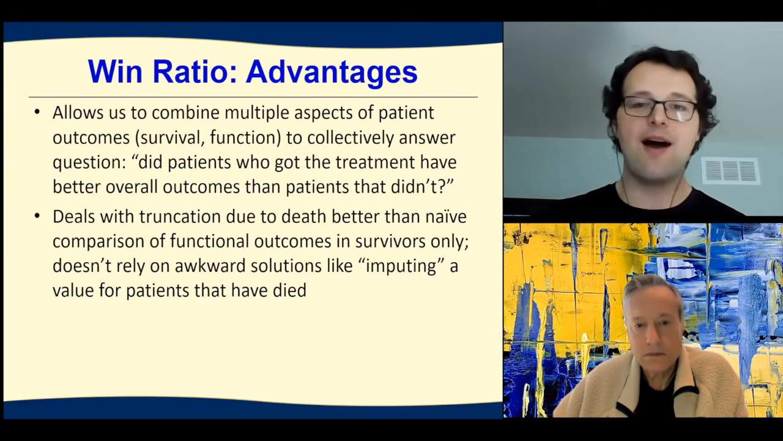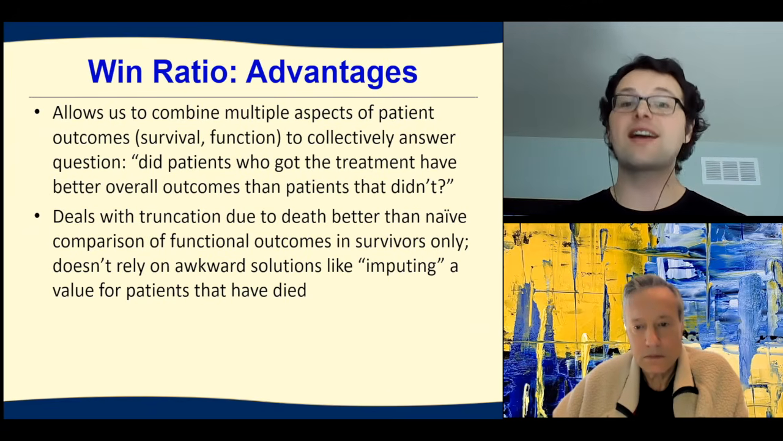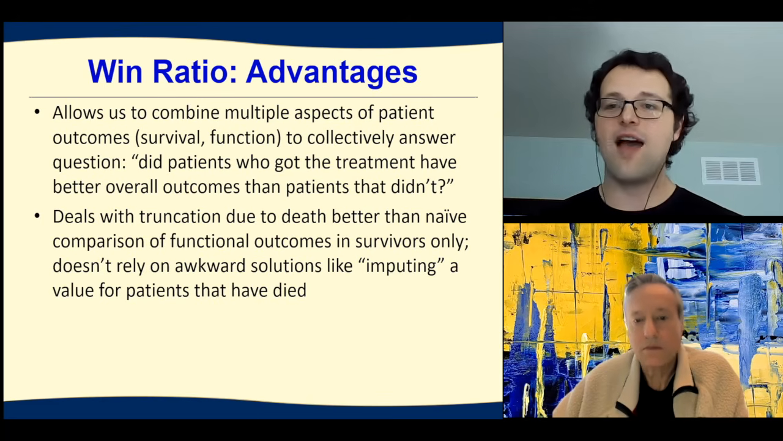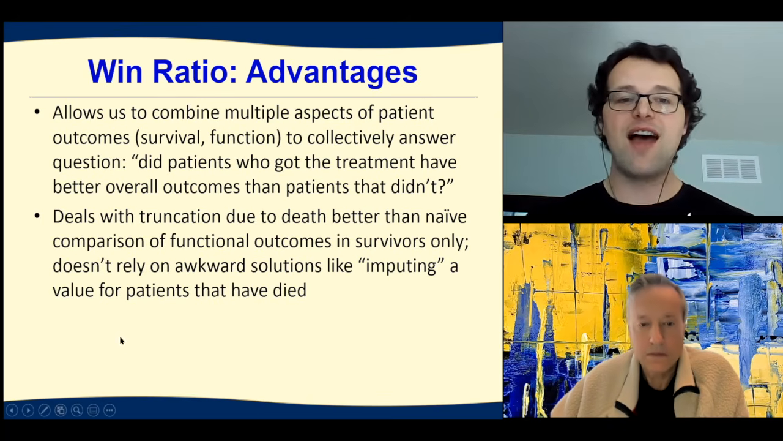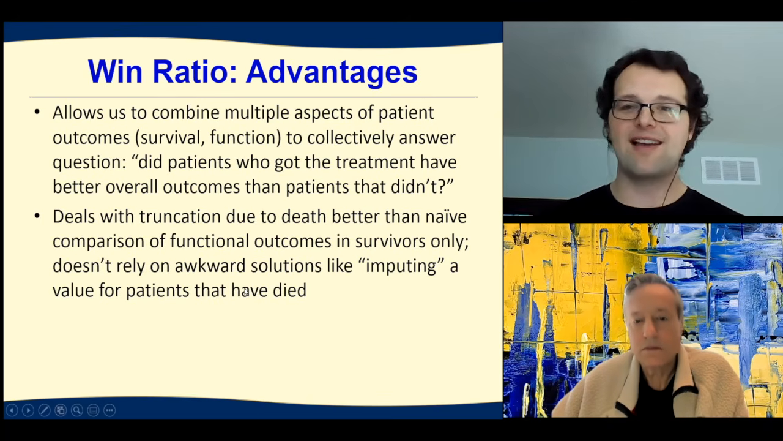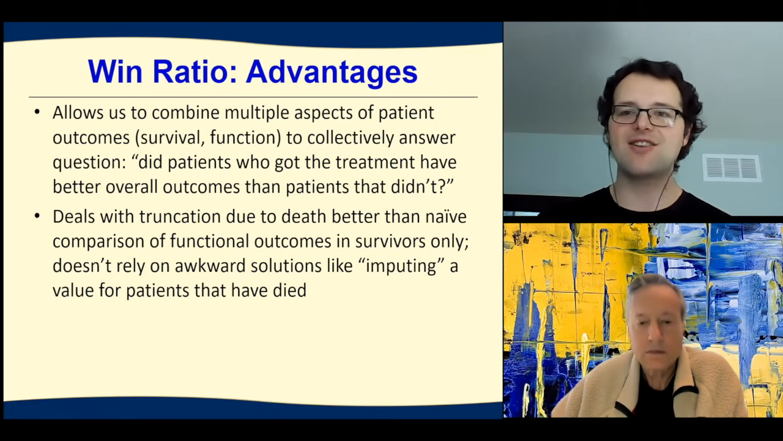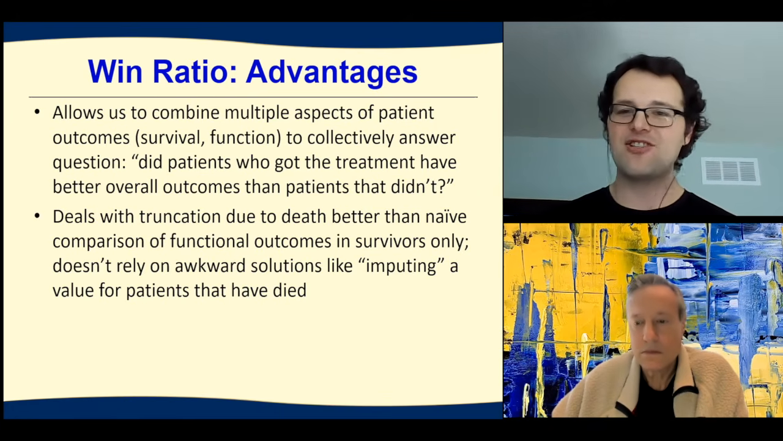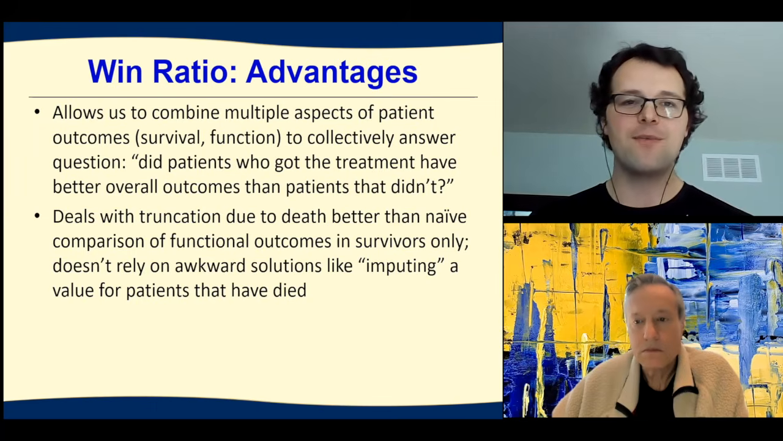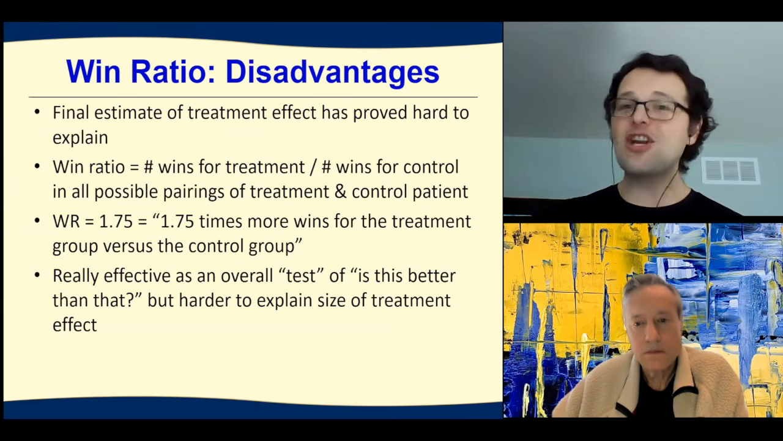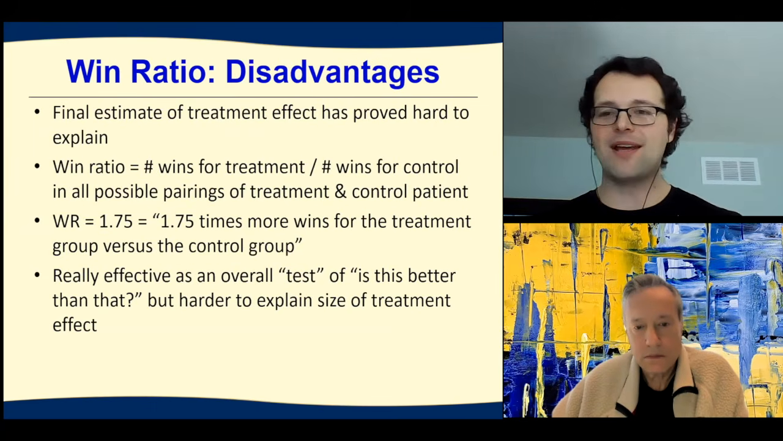We've talked a little bit about the truncation to death problem if we have functional endpoints in trials. This doesn't make us do an awkward thing like fill in a value for a 6-minute walk for a patient that died. Assigning a value for that patient just has always felt very awkward to me. Mm-hmm. But let's talk about some of the things that are tricky about it.